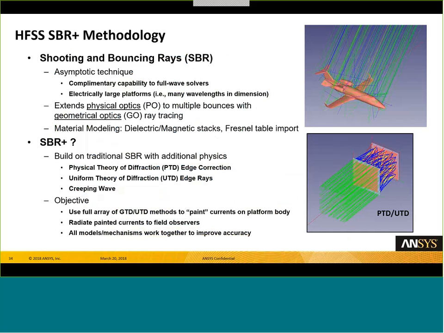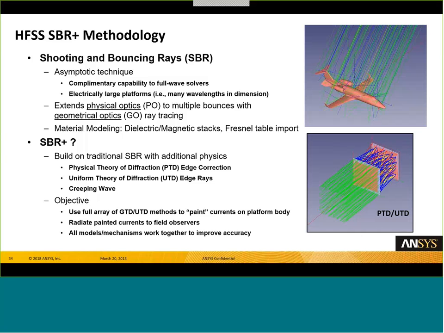So usually when you're comparing to a full wave technique, an asymptotic technique is going to take over when the electrical size of that problem starts to get dominated by features that are multiple wavelengths in size. Shooting and bouncing rays extends physical optics to multi-bounce with geometrical optics ray tracing. So it's physical optics essentially at its core. It allows for material modeling, and that comes in the form of dielectric or magnetic stacks or Fresnel table imports.